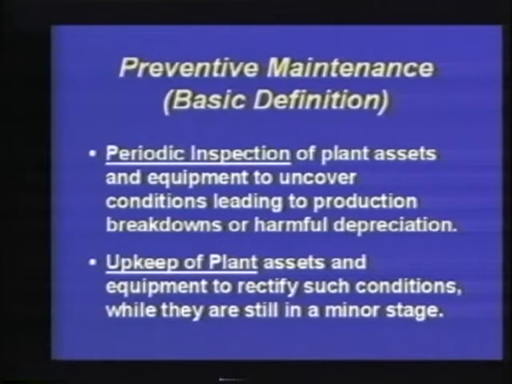When a maintenance person goes out on a job, remember the 4 data elements of reporting? Well, I'm going to talk about the last 3: observations, findings, and recommendations for operating improvement. That is basically what the periodic inspection entails. The upkeep of plant assets and equipment to rectify a condition that could be injurious to the equipment or asset is really what the second paragraph is addressing.